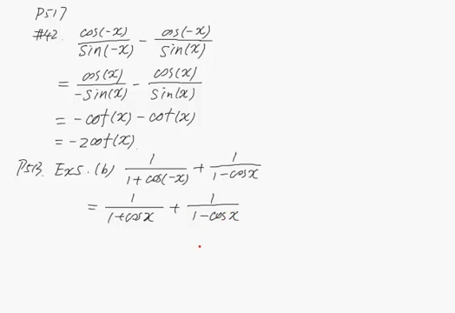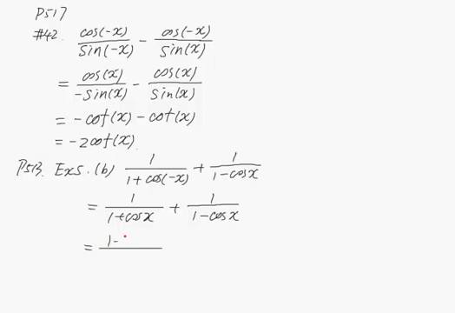cosine x. And these two fractions have different denominators. We need to reduce them to the common denominator, right? So the least common denominator is just the product of these two denominators. So we may rewrite the first one as the equivalent fraction with the LCD as the denominator.